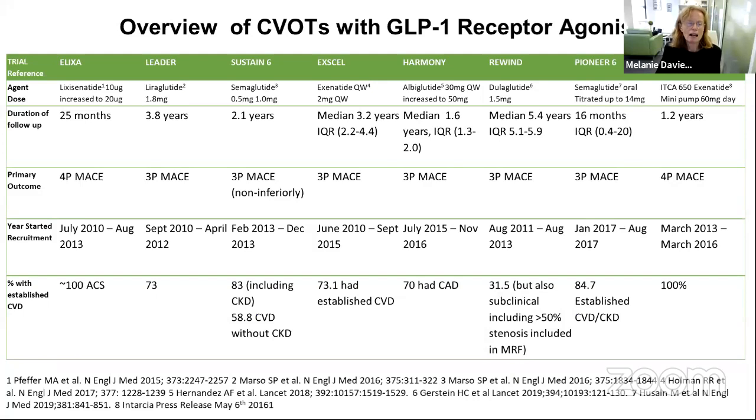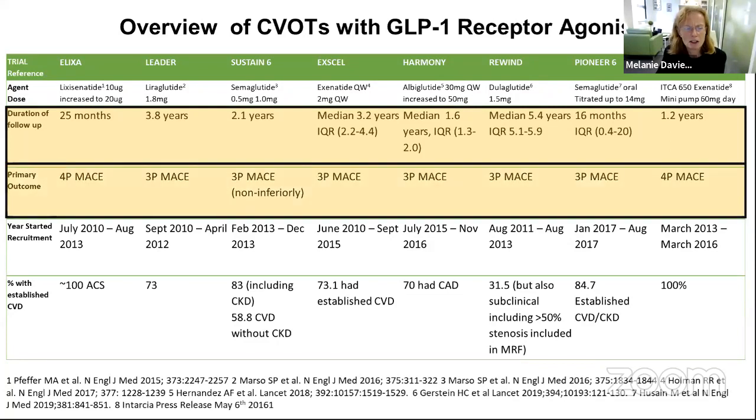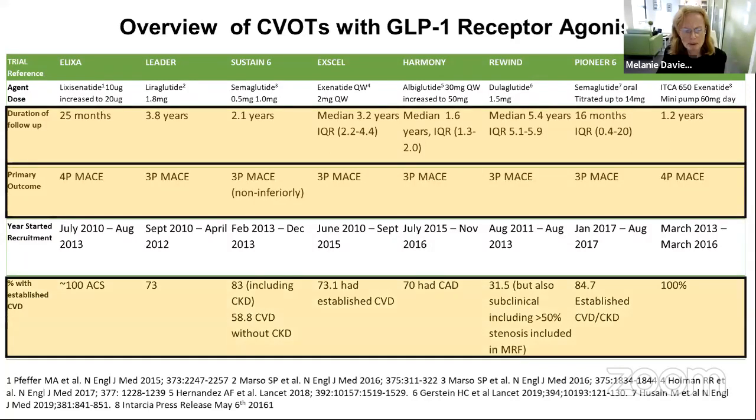If we look at the endpoints and the follow-up, you can see that there were some differences. So PIONEER 6 was a small, short study of only 16 months, whereas REWIND went on for over 5 years. You can also see that the majority of the studies looked at 3-point MACE, apart from ELIXA, which was 4-point MACE. And as I've said, in REWIND, there was a much lower percentage that had established disease, only around 30%, whereas 70% had subclinical risk factors. Whereas in ELIXA, for example, virtually all of the patients had established disease.